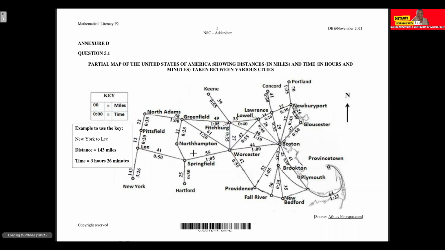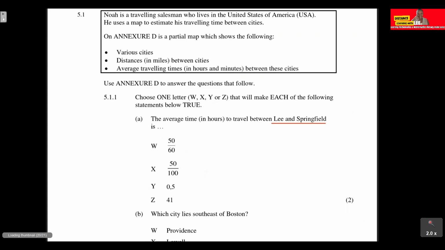Let's see, where is Lee here? That is Lee, the city Lee. And where is the city Springfield? That is that. Then we are given the time, which here is 0 hours and 50 minutes. Now we want to determine the average time in hours. We already know the average time in minutes, which is 0 hours and 50 minutes.